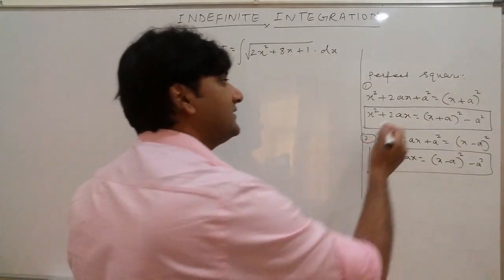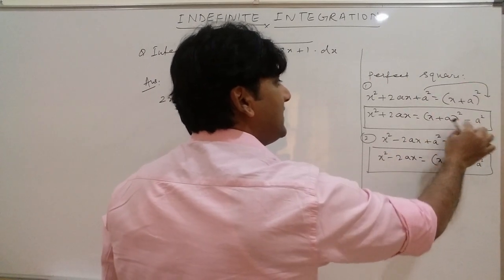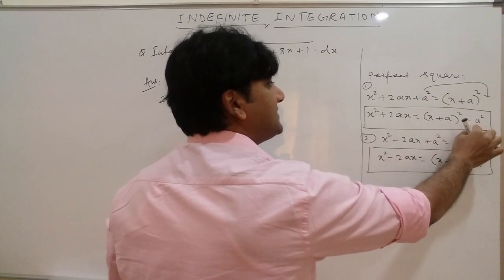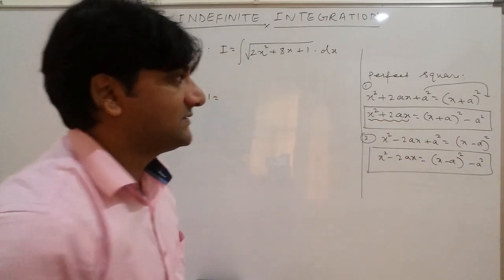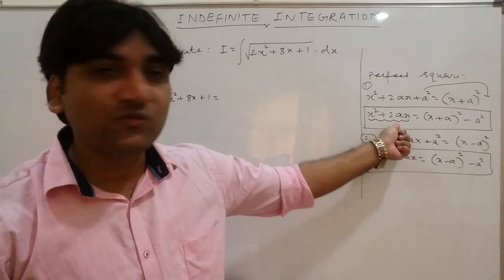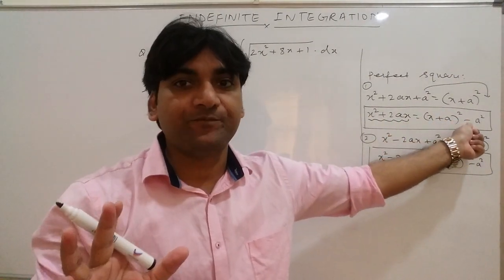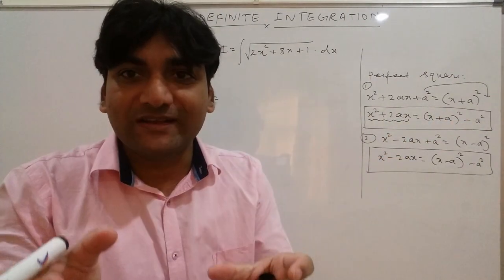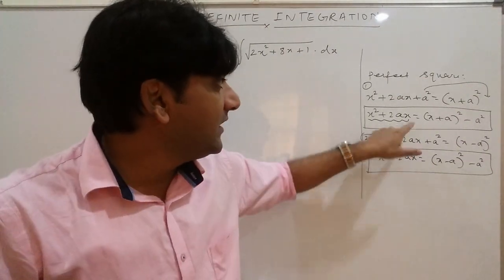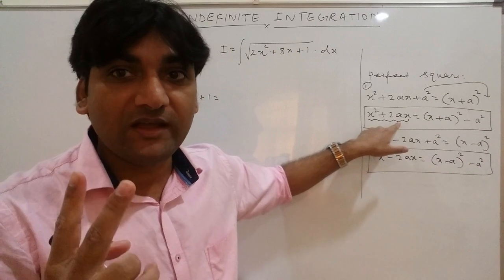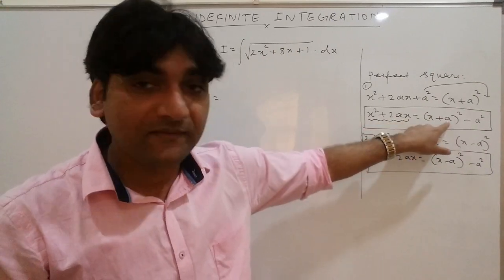And then you can take this a square to the right side. Then this a square will come this side. Then you will have x plus a whole square minus a square. And this side will be this only, x squared plus 2ax. It means x squared plus 2ax, you can write x plus a whole square minus a square. Here, a very important point which you have to understand, which you have to fix in your mind, the x coefficient is 2a. Whatever the x coefficient will be, you have to make that half.